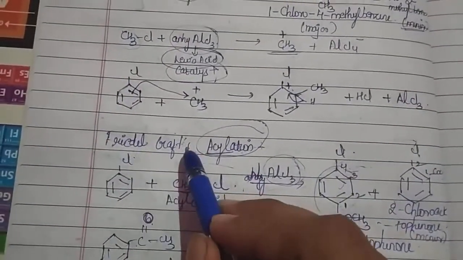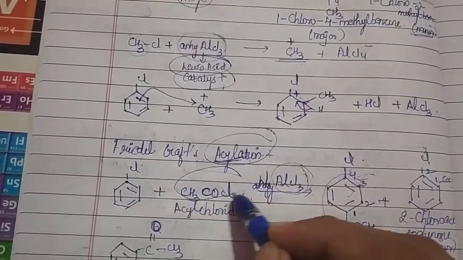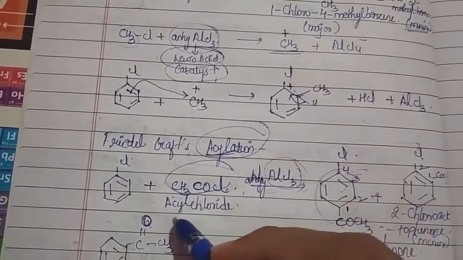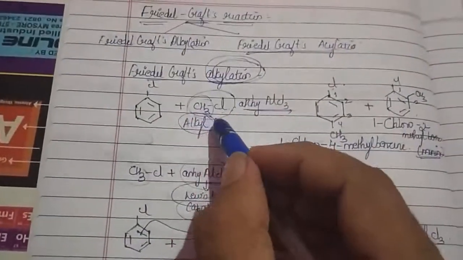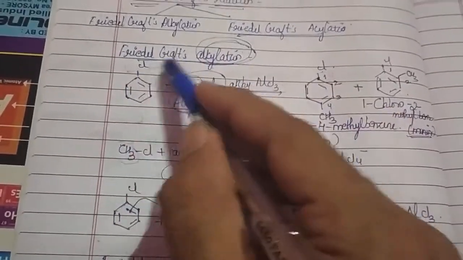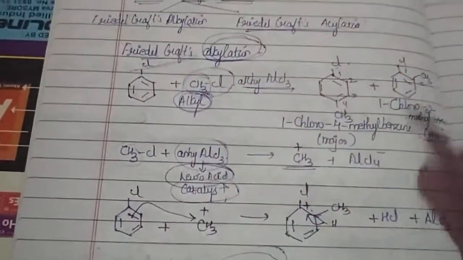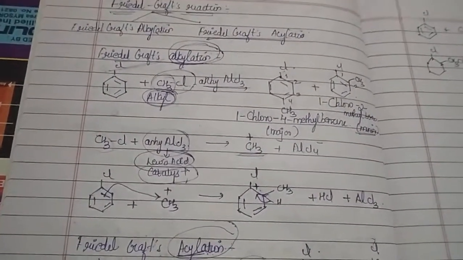Similarly, Friedel Crafts acylation. Why did we use the name acylation? Because here we are using acyl chloride. By the name of acyl, we have given it the name acylation, and by the name of alkyl, alkylation. Friedel Crafts is the name of the scientist or chemist who discovered this reaction. Is that clear? Very much important.